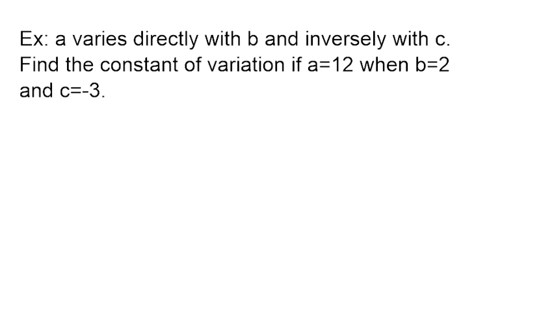Okay, next example. It is possible to have two variations happening at once. So in this case, we are going to say A varies directly with B and inversely with C. So for my equation, A equals, directly with B, now direct means that we had k times B. And inversely with C just means that the C is in the denominator. So this would be our basic function.